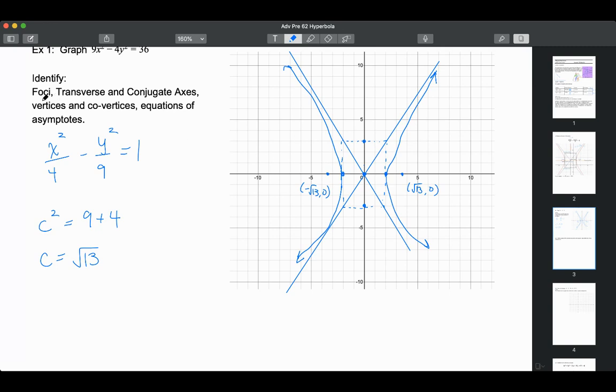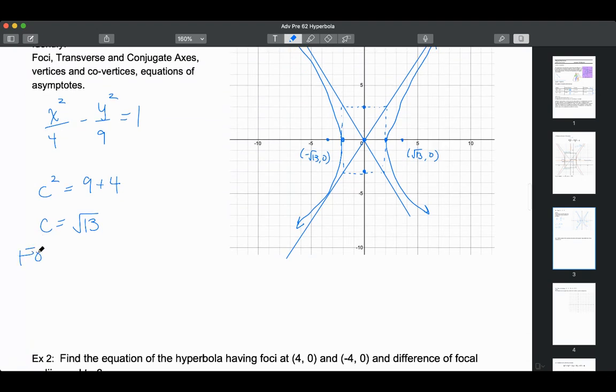My transverse axis and my conjugate axis. Well, my transverse axis, so let's use this and say, okay, foci are plus or minus root 13, comma 0. The transverse axis, well, that's just my x-axis, so that's y equals 0. My conjugate axis is the y-axis, so that's going to be x equals 0.